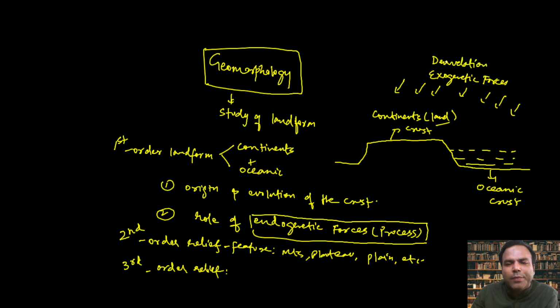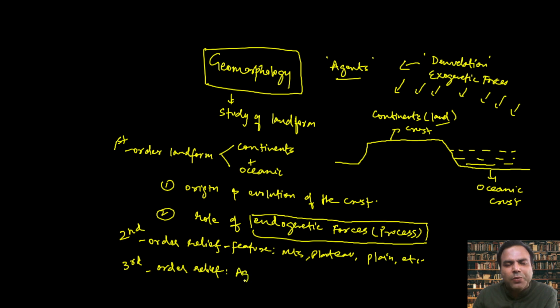Already existing landforms over the continent and ocean undergo degradation. And who does the denudation exercise? Denudation is done by different agents. The agents may be running water, wind, glacier, or the coastal sea waves and so on. So these actions produce either erosional landforms or depositional landforms.